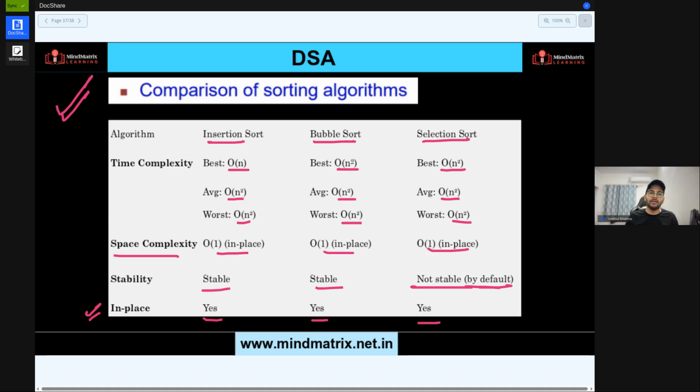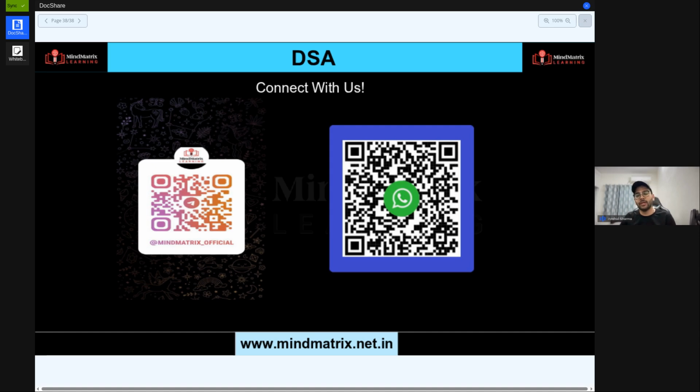Is this clear? These three basic sorting algorithms are in your syllabus. The next two sorting algorithms, which come under the divide and conquer approach, we'll see in the upcoming class. That is merge sort and quick sort, and they are also very important from your exam point of view. Also, they are better than these algorithms. You will find it out.